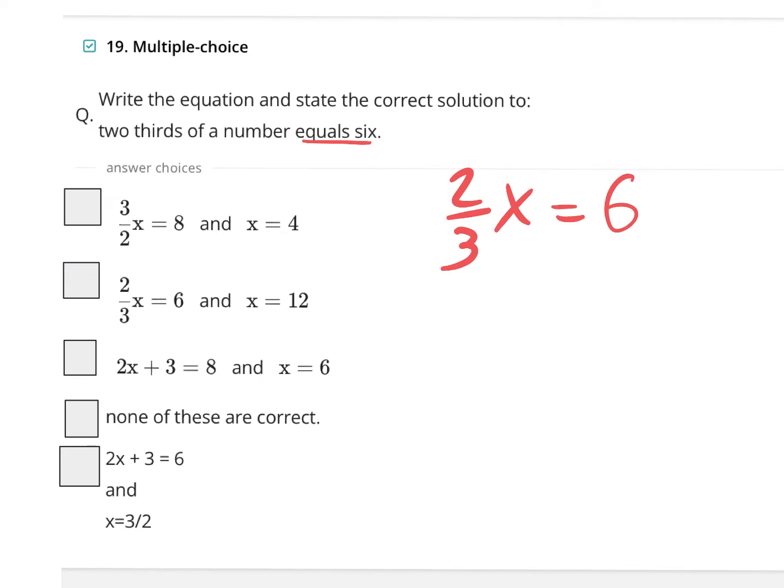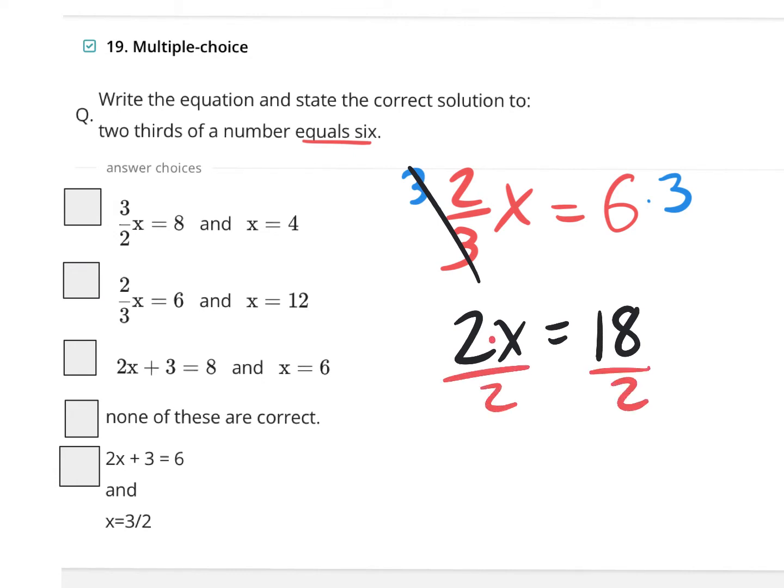You have a fraction. If you don't want the fraction, multiply everything by the denominator of that fraction, in this case 3. So the 3's cancel out. You end up with 2x equaling 18. And of course, to get rid of the multiplication of 2 in front of x, you'd have to do the opposite, divide by 2, giving you your final answer, x equals 9.